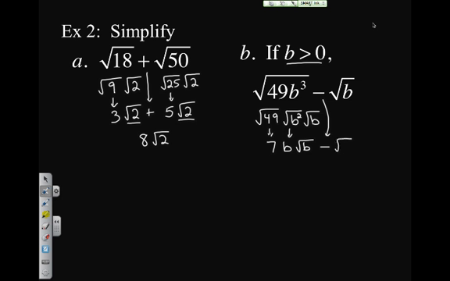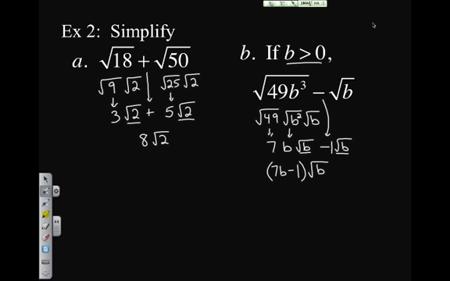minus the square root of b. So notice, again, they have like radicals, the square root of b. So we have 7b minus 1. Remember, there's always a 1 in front of a radical like that. So we have 7b minus 1 times the square root of b, and that's our answer.